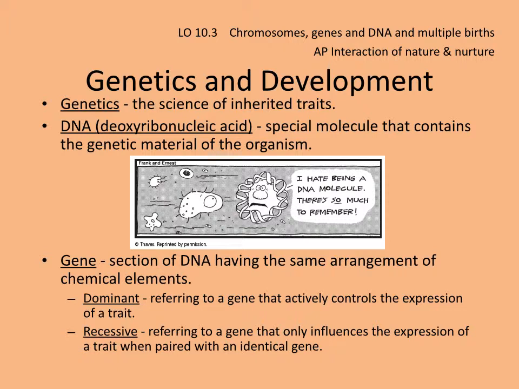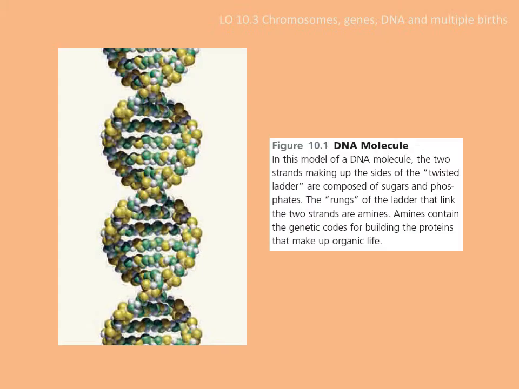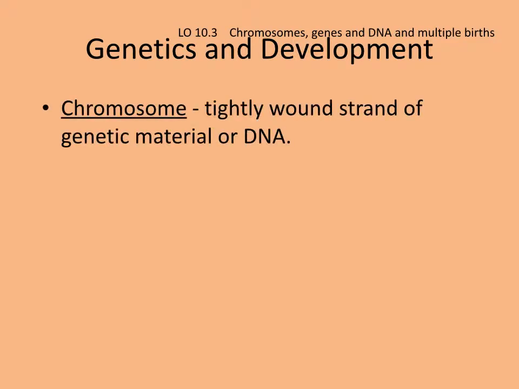Now, underneath genes, we have dominant and recessive. Dominance refers to a gene activity that controls the expression of a trait, while recessive refers to the gene that only influences the expression. So, all of those definitely play a part in who you are. Here is an example of a gene, the rungs of the ladder that link the strands. We have all different types of things.